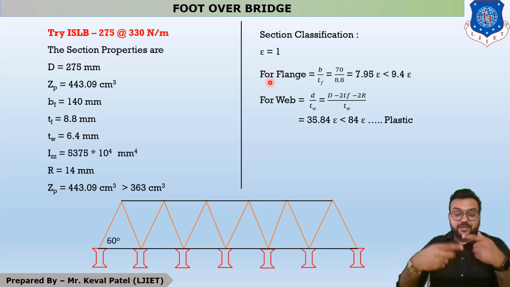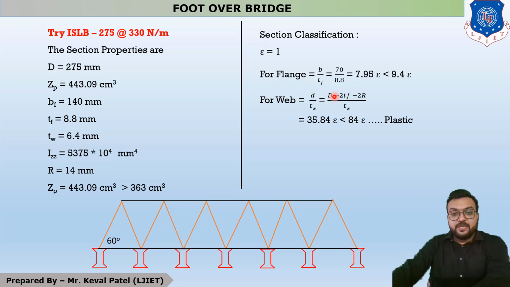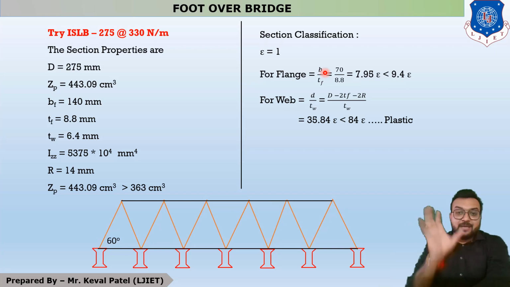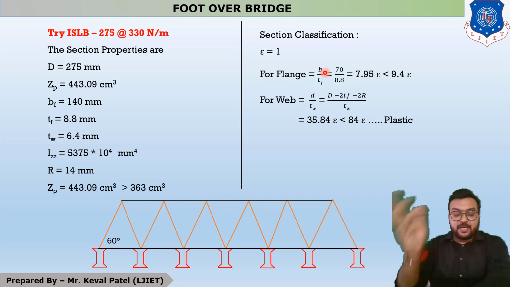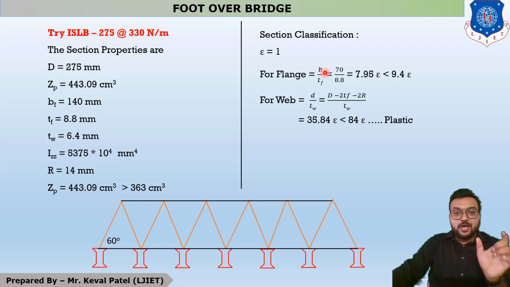Rolled means a ready-made section, and for a ready-made section our equation is b upon tf. What is tf? tf means thickness of flange, which is 8.8. But what is b? b is given as bf by 2. This clarification is given on page number 19, where the first figure for rolled section clearly indicates that your b is bf divided by 2.